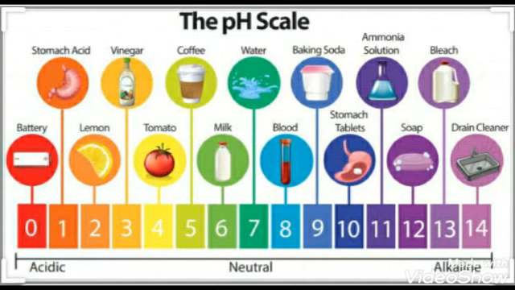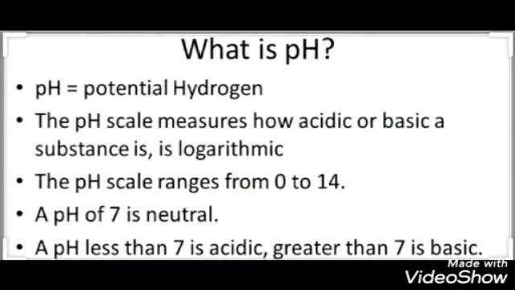That means it is a very weak base. Its color is light blue. Baking soda has a pH of 9, which tells us that it is a weak base, but it is stronger than the human blood. Its color is dark blue. Sodium hydroxide has a pH very close to 14, which means it is extremely basic in nature and its color is violet. I hope the concept of pH is clear to you.